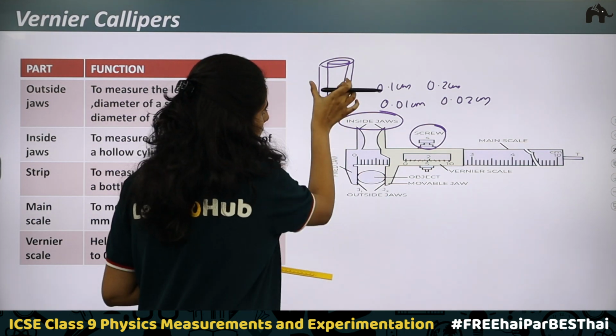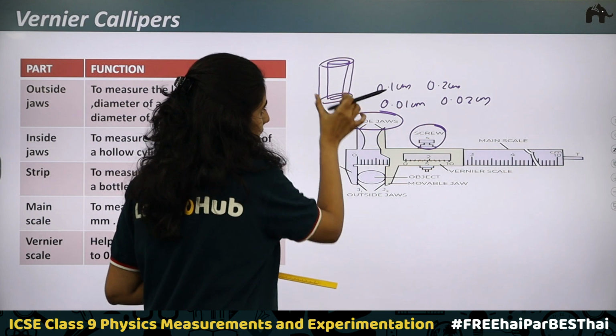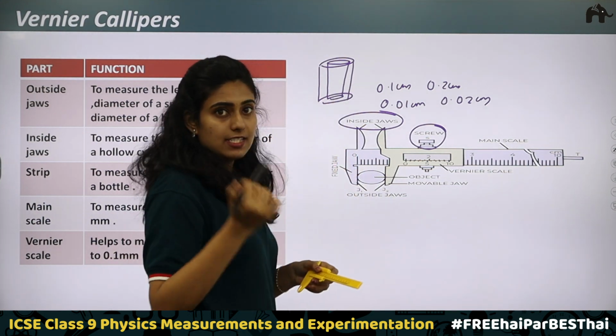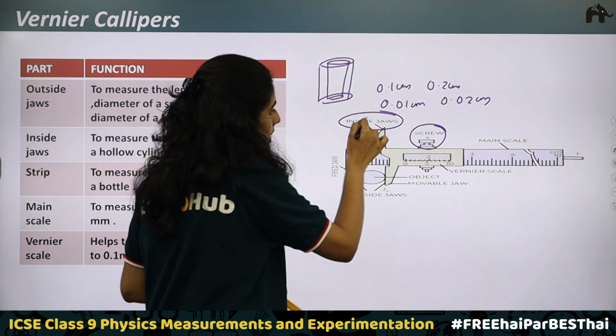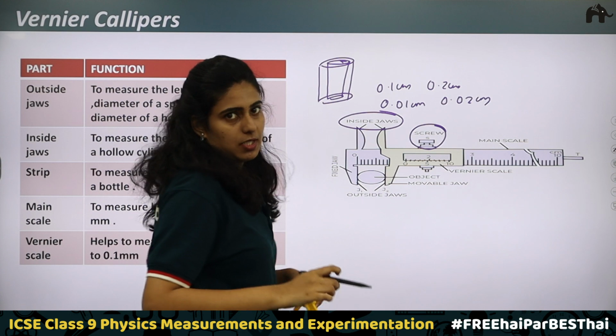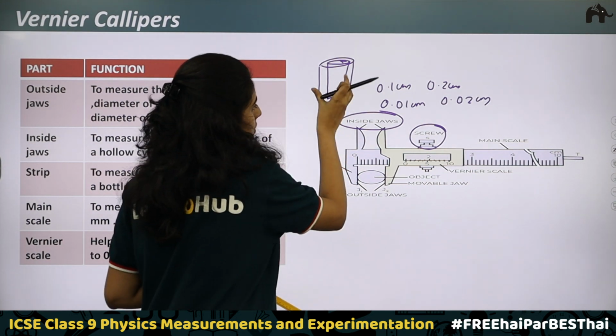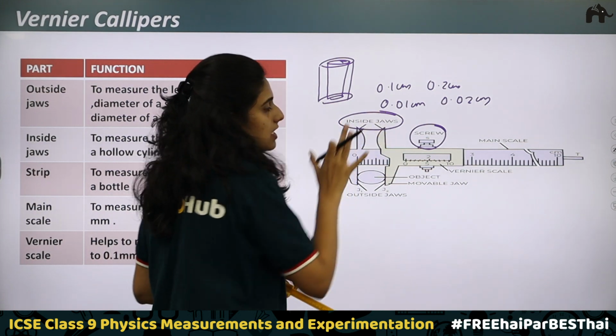Okay, you cannot place it here. Why? Because in this case, when you place it, you will be getting only the external diameter. So in that case, you will be placing it here. Between the inside jaws, you can find the internal diameter. So for hollow objects, to find the internal diameter, we will be using the inside jaws.